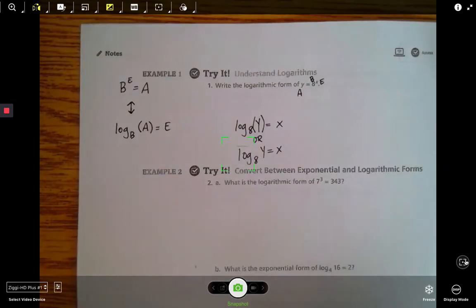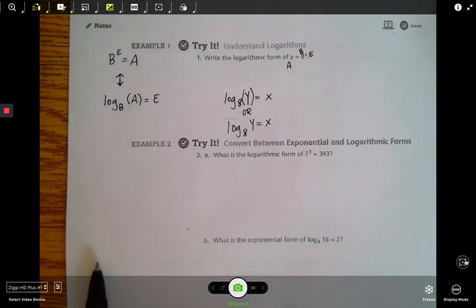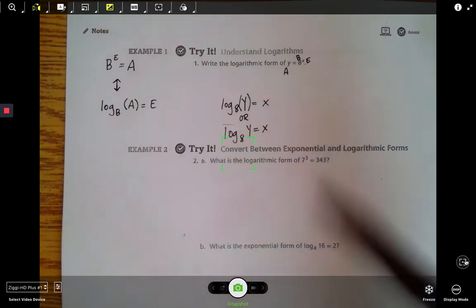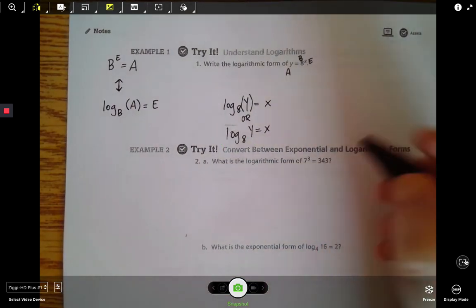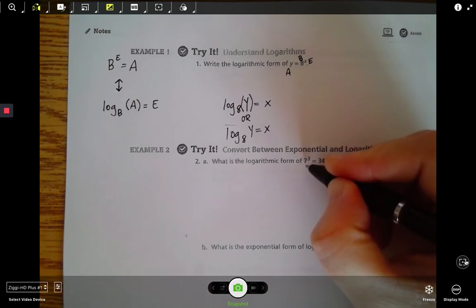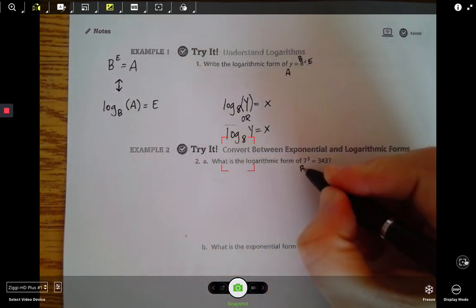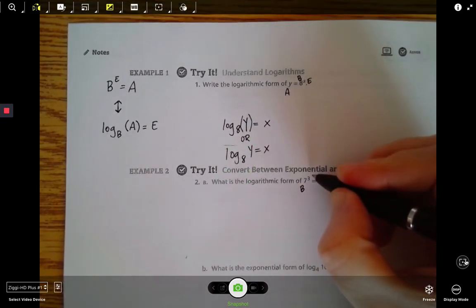All right, now they want us to convert between logarithmic and exponential form. Right now, this one is in exponential form, so they want us to rewrite it in log form. So the 7 is which letter? B, E, or A? B. What about the 3? E.